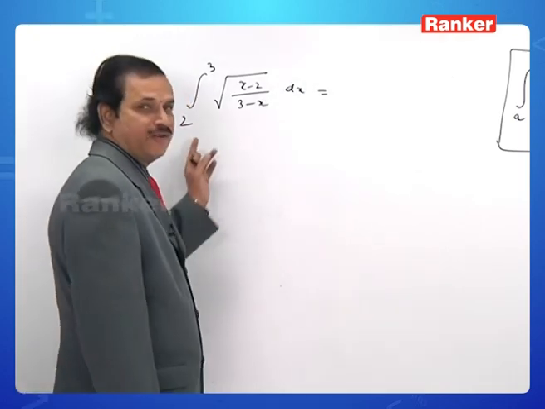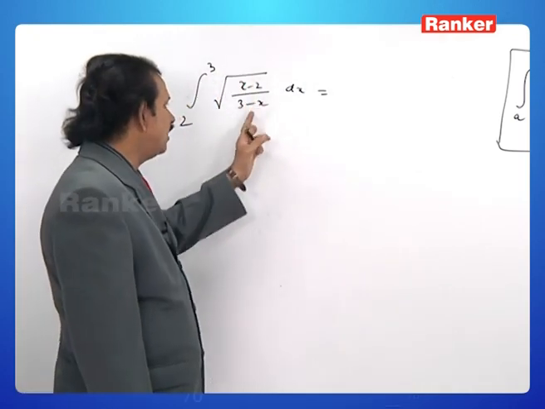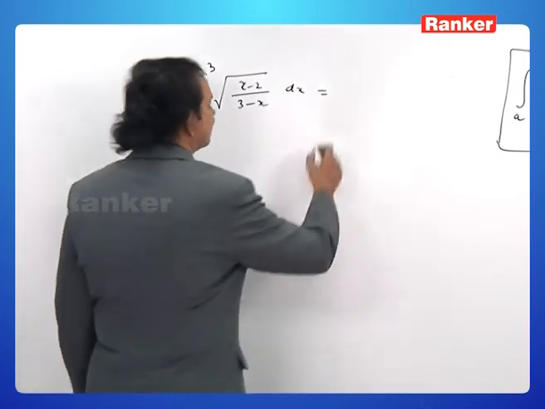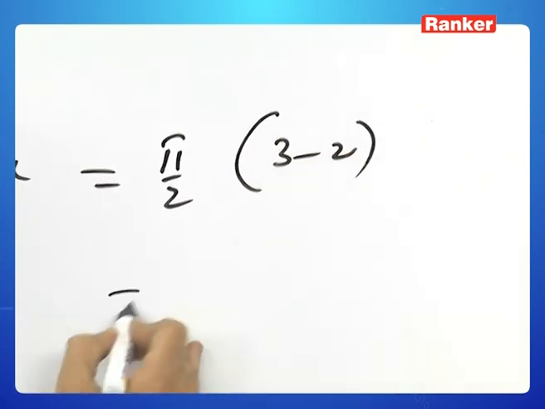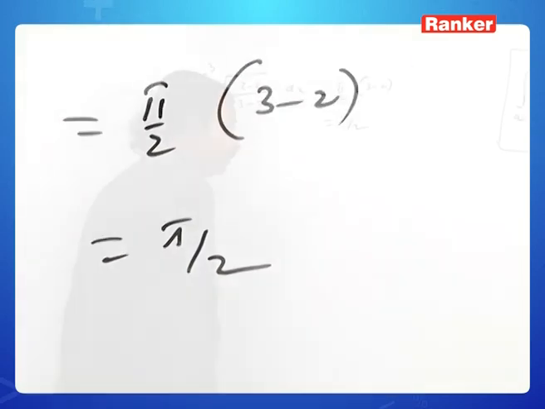Come on, it is the integral from a to b of root of (x minus a) by (b minus x), hence the answer is pi by 2 into (b minus a), hence the answer is pi by 2.